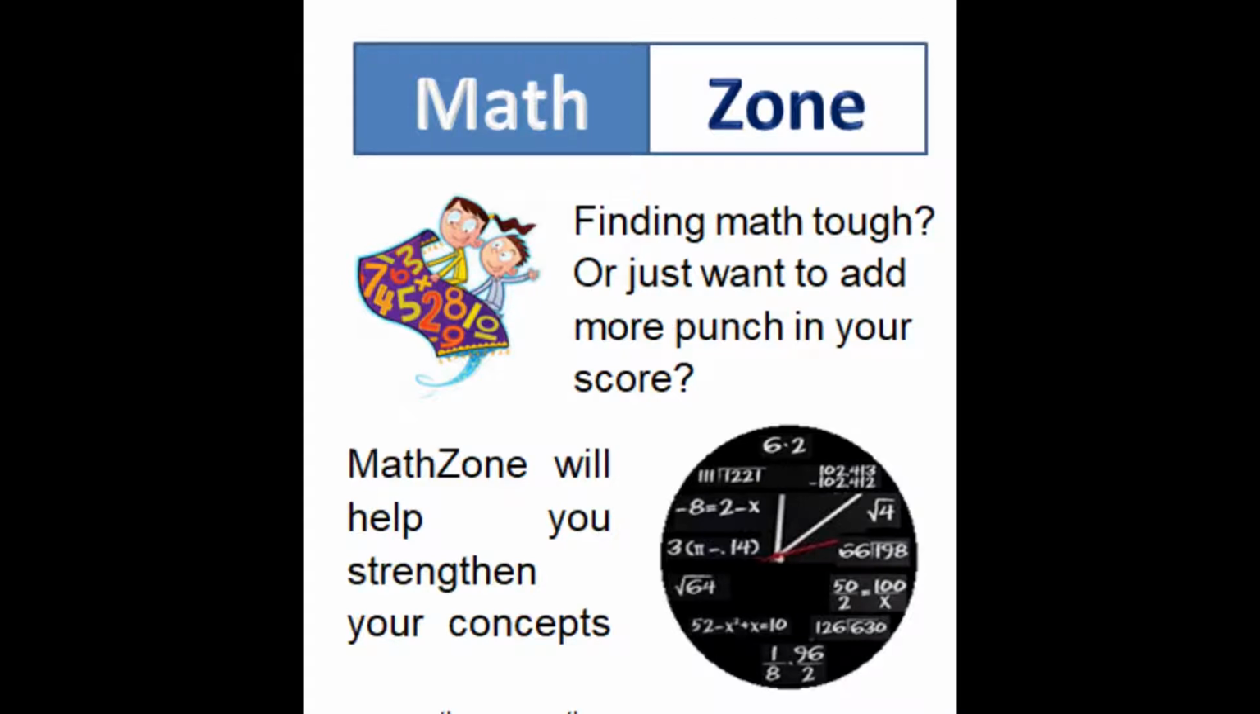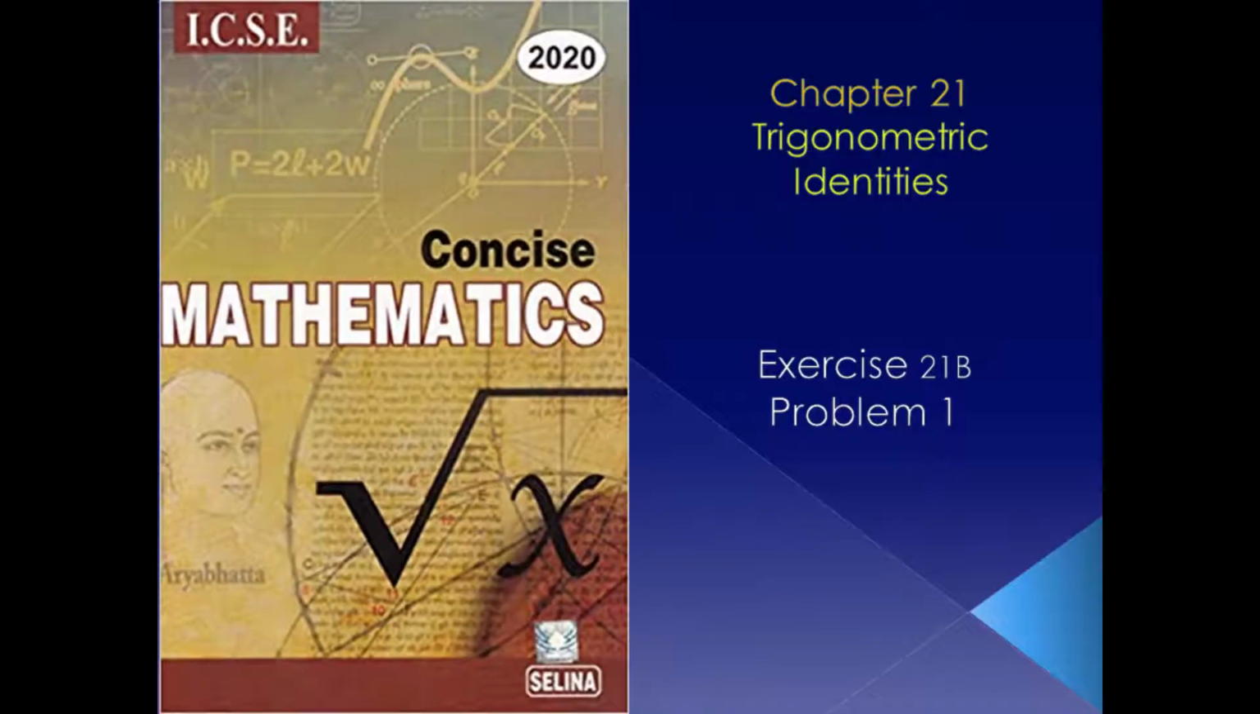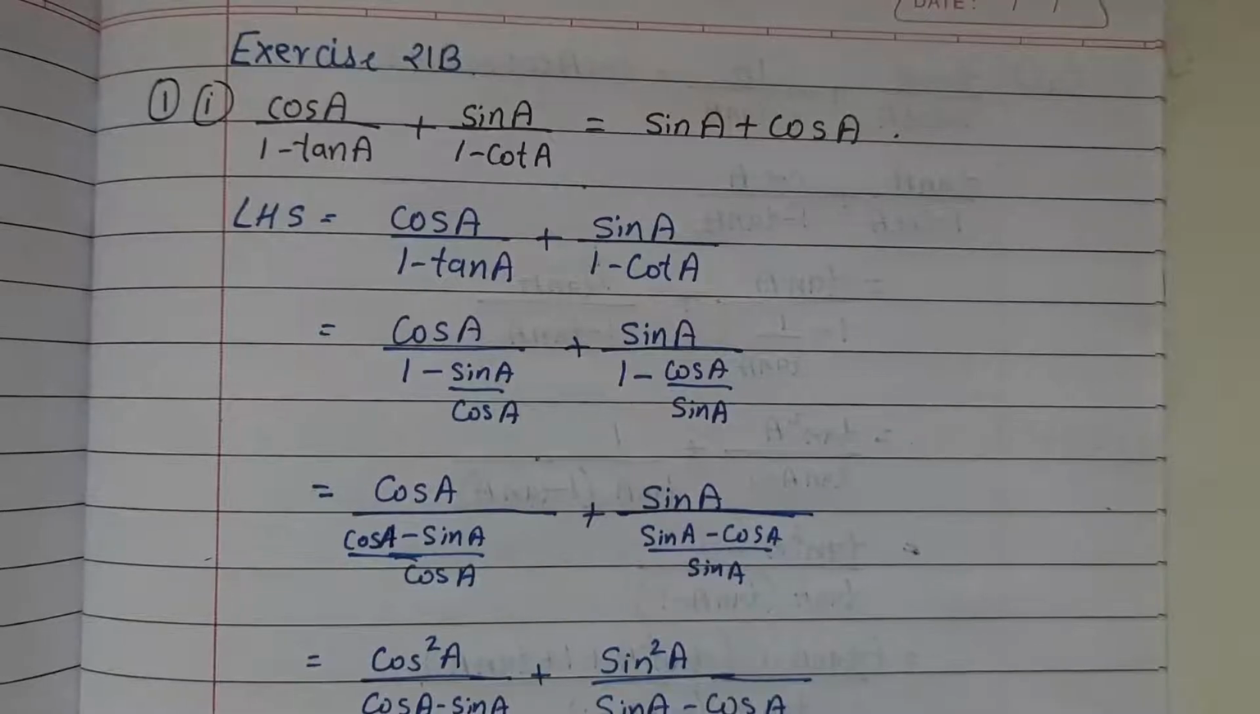Class 10, Chapter 21, Trigonometrical Identities. Exercise 21b, sum number 1, part 1.